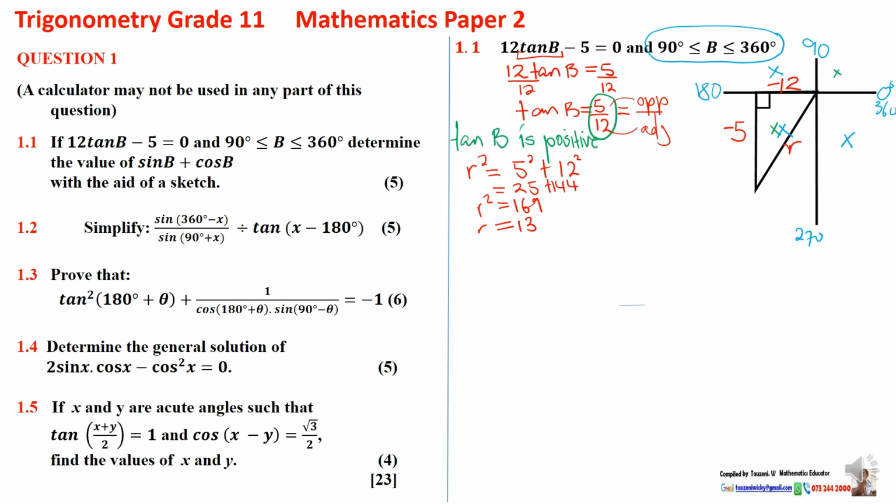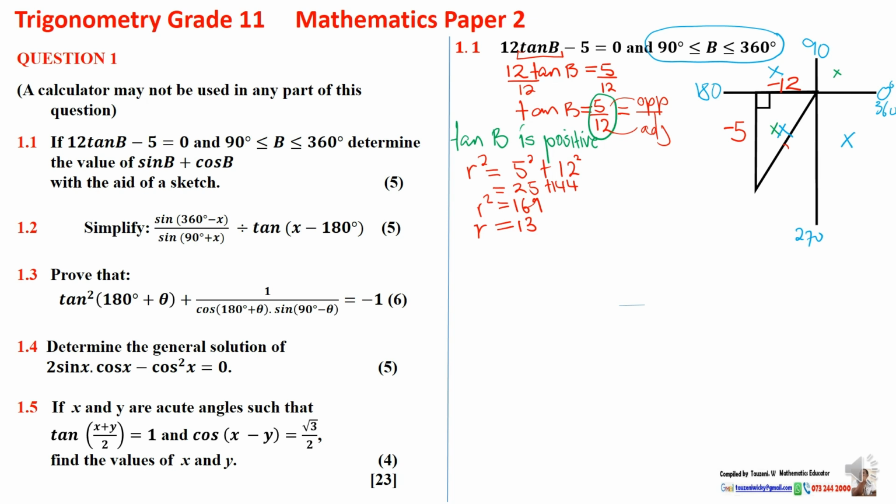Now, this is application of the theorem of Pythagoras to calculate the third side of the triangle. Now we know that the sides of the triangle are going to be 5, 12, and the third one is 13, calculated using the theorem of Pythagoras. Once you get the three sides of the triangle, you are now ready to answer the question.